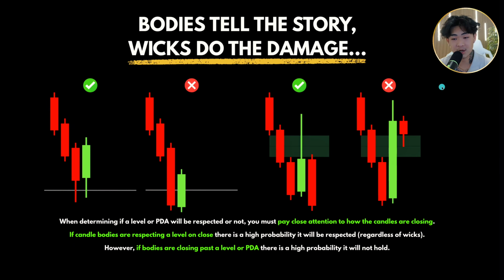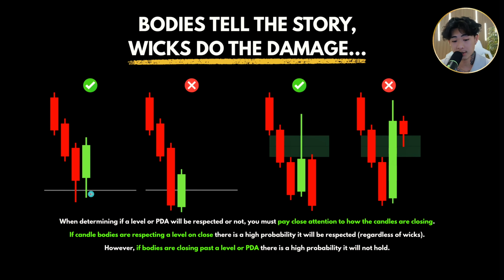And the last concept you have to understand is that bodies tell the story, wicks do the damage. So if you've heard the term price is respecting that level, price is reacting well to that level, price is disrespecting that level, a lot of traders, you've probably heard them say this. This is what they really mean.